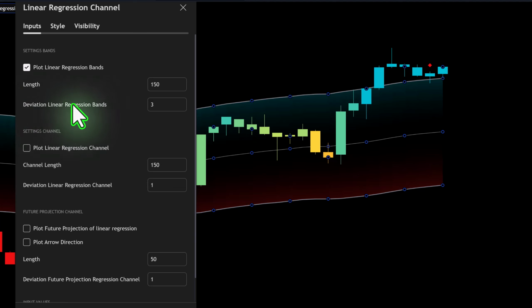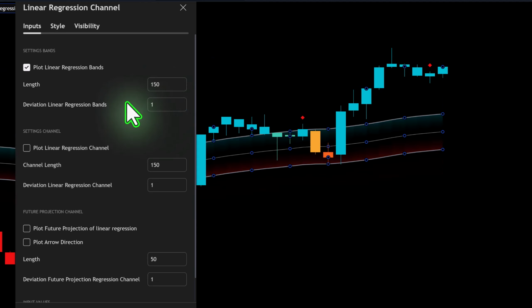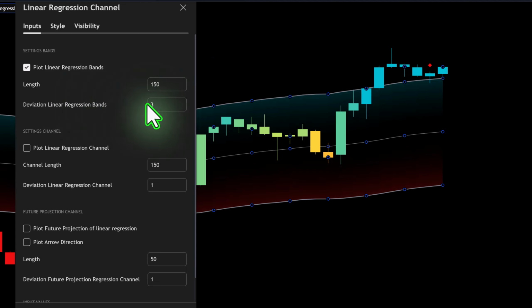Next, you'll see the deviation setting, usually at 3. This controls how wide the bands extend. You can increase it to catch big price swings, decrease it to zoom in on tighter, more sensitive moves.